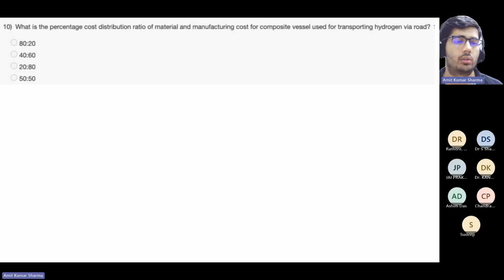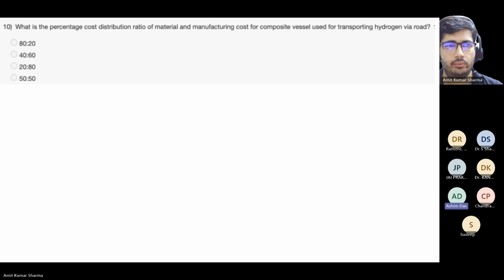What is the percentage cost distribution ratio of material and manufacturing cost for a composite vessel used for transporting hydrogen via road? It is 40-60. Was this question also covered in the previous class? Yes, I think a few slides before, you discussed it here.